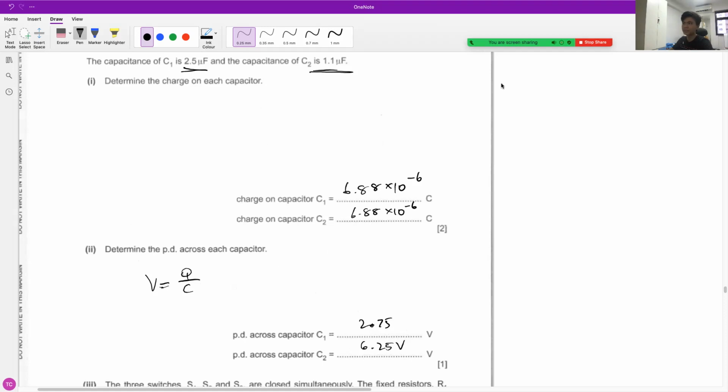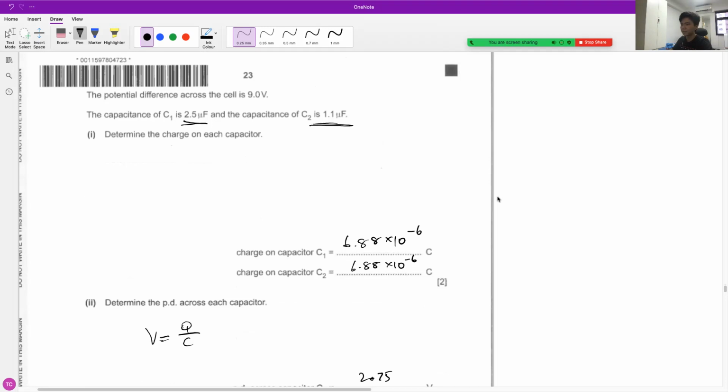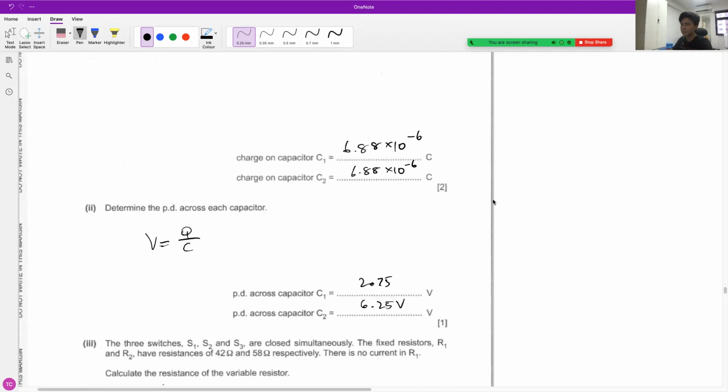Another way to do this question is to just find the effective capacitance, but effectively it is the same procedure.